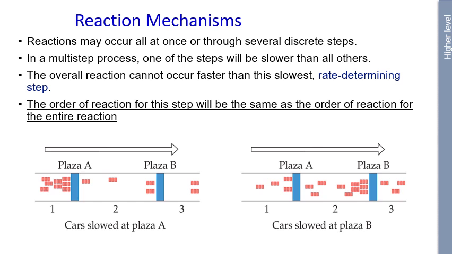The order of the reaction for this step will be the same as the order of reaction for the entire reaction. If you look at the examples here, if the cars are slowed at plaza A, then that's going to determine the rate of reaction, or how fast the cars go. If the cars are slowed at plaza B, then the overall reaction will be determined by the rate of slowing at plaza B.